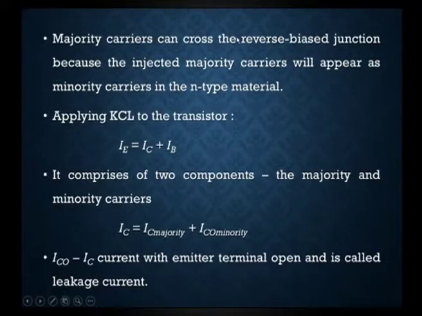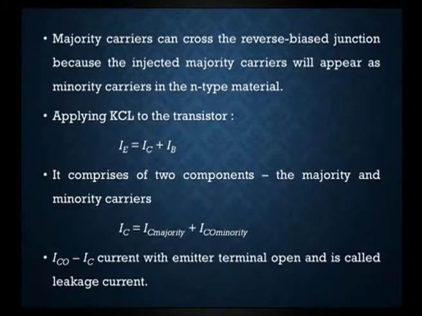So, from this transistor operation, we need to remember how the majority and minority carriers move in two different conditions, when one junction is forward biased and the other junction is reverse biased. Majority carriers can cross the reverse biased junction because the injected majority carriers will appear as minority carriers in the N type material. That is what I said: because the injected majority carriers appear in the N type material, we can say there is some flow of current inside the NP junction when it is reverse biased.